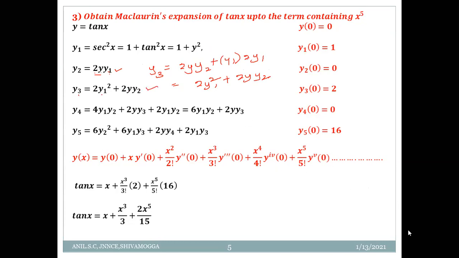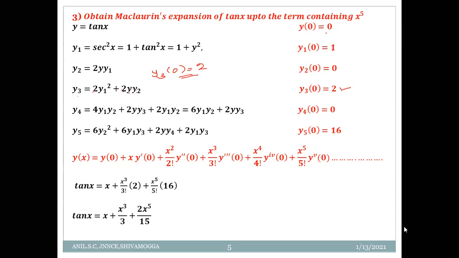Now put x is equal to 0. When x is equal to 0, y3 will be y3 of 0. 2y1 square. y1 is equal to 1. 1 square is 1. 1 into 2 is 2. Plus 2y y2. But y is equal to 0. 0 into anything is 0. Therefore, y3 of 0 is equal to 2.